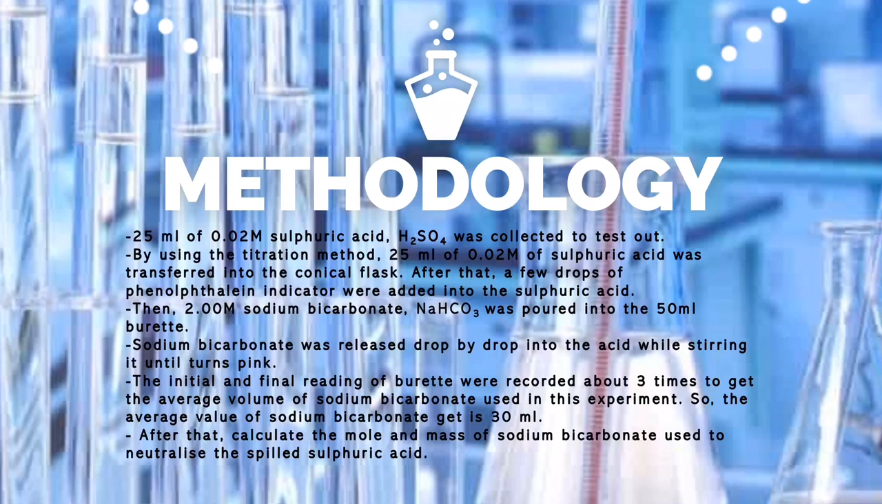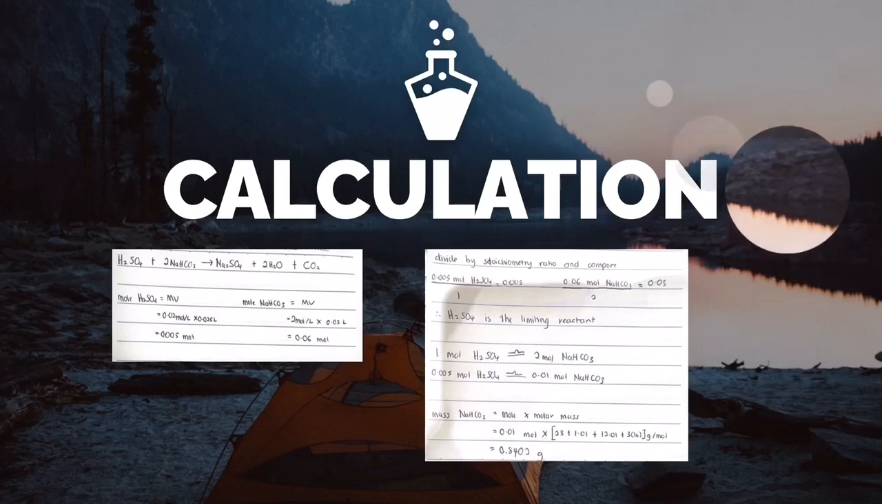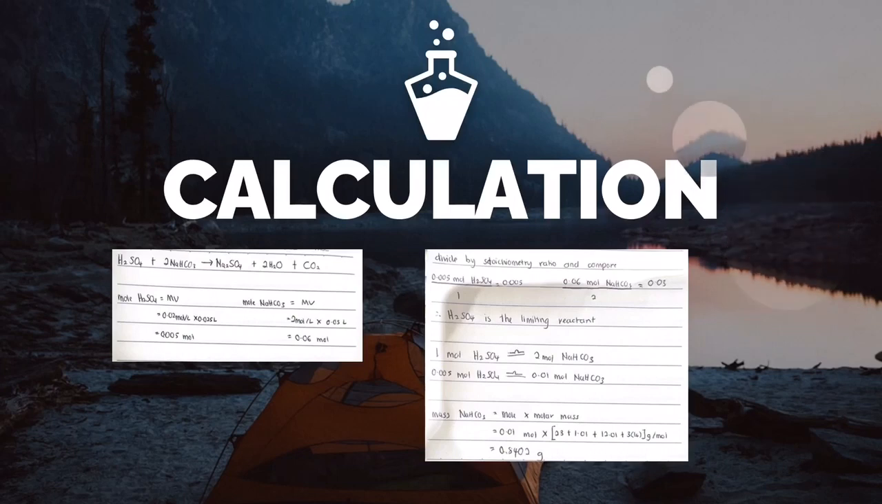So we get the average volume of sodium bicarbonate used is 30 ml. After that, we proceed to calculate the mole and mass of the sodium bicarbonate used to neutralize the spilled sulfuric acid. As for the calculation, it was based on the methodology. First, we need to write a balanced equation and find the mole for sulfuric acid and sodium bicarbonate. The stoichiometric ratio is not 1:1, so we need to divide by the stoichiometric ratio and compare. Hence, we get sulfuric acid as the limiting reactant.